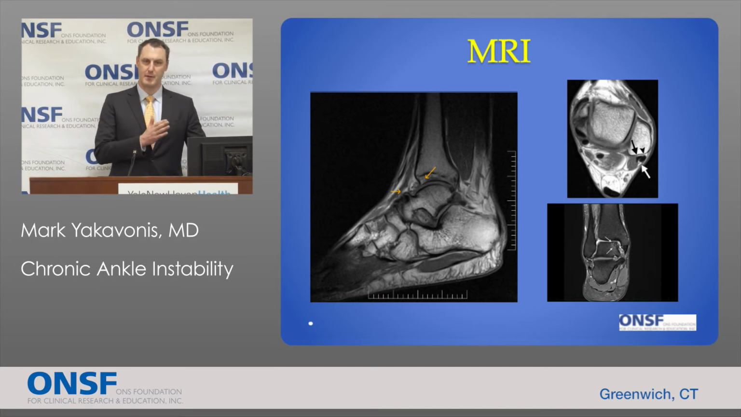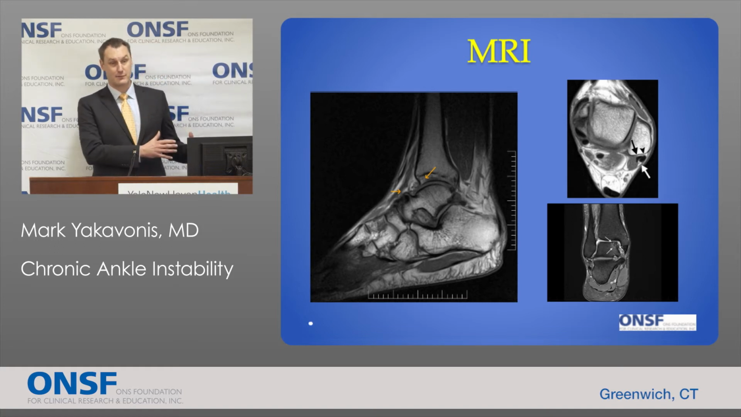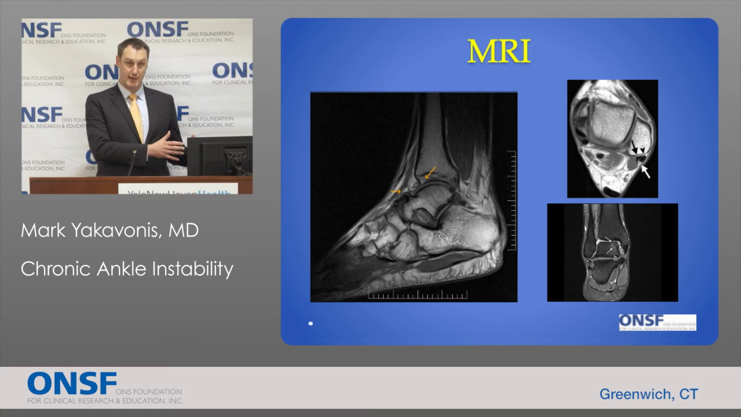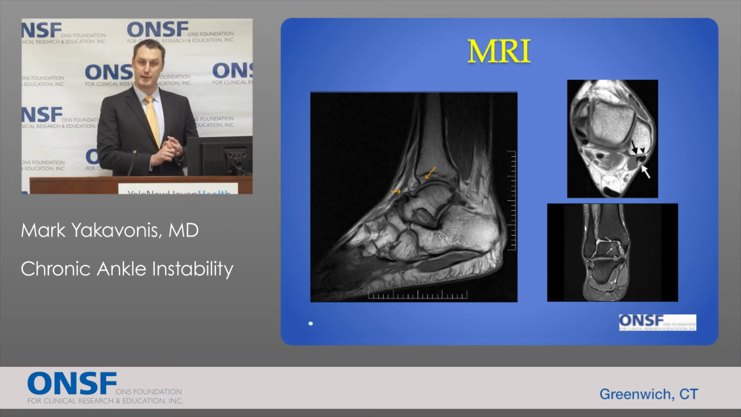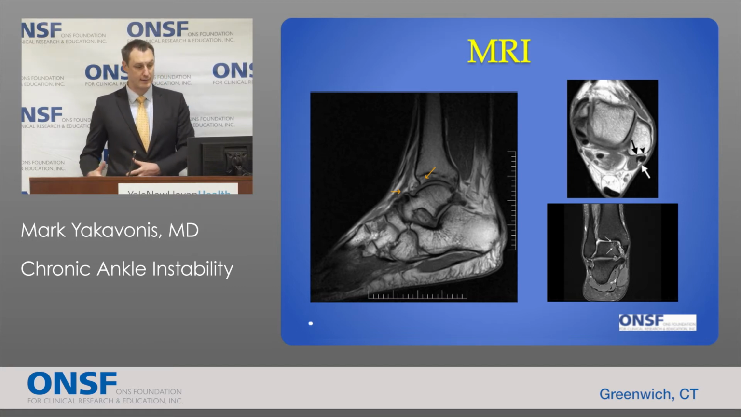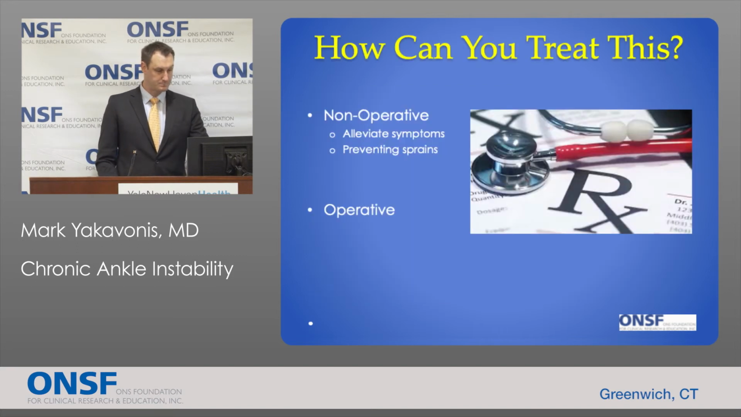And then also, as I mentioned, there are dynamic and static stabilizers. So if your static stabilizers, your ligaments, aren't functioning properly, a lot of times your dynamic stabilizers, your peroneal tendons, are working overtime. So you're more likely to develop a tear or tendinitis or some issue with your peroneal tendons.